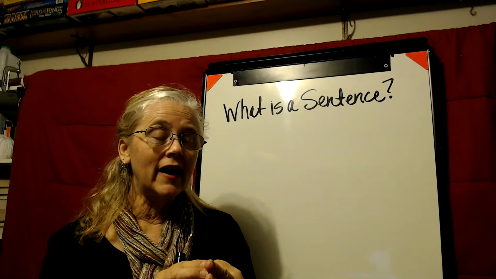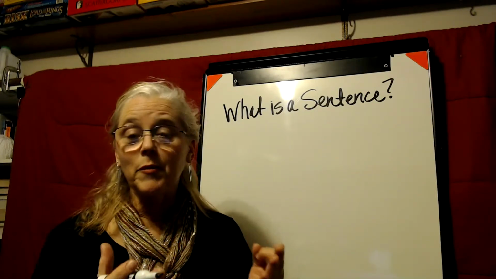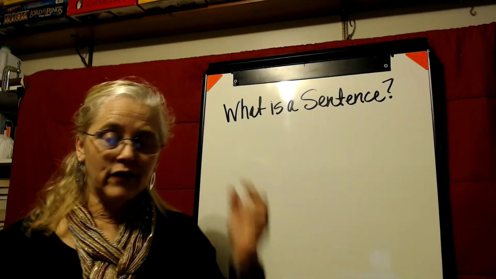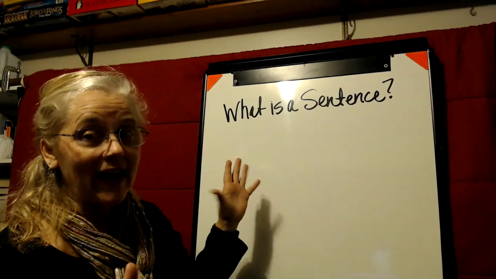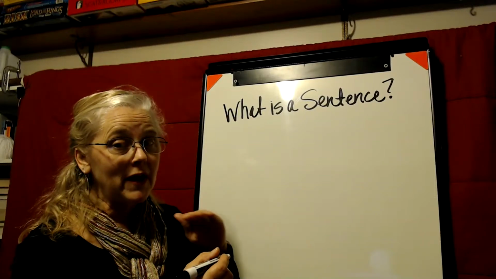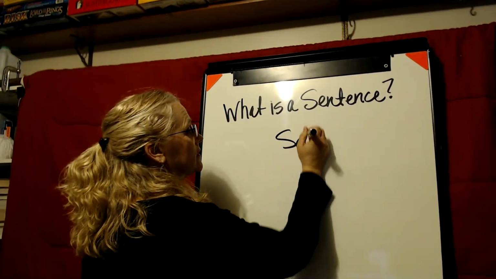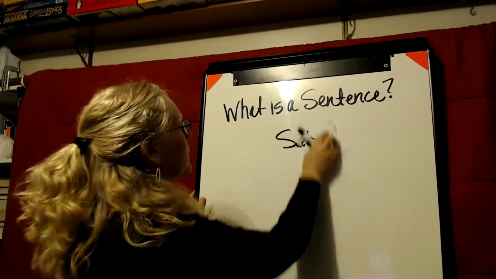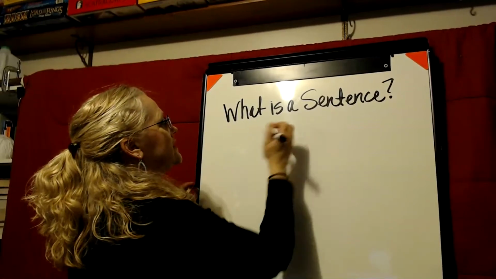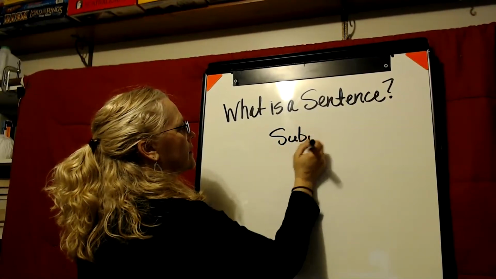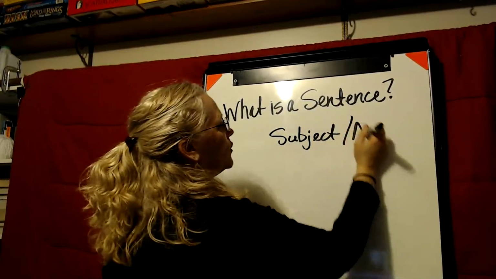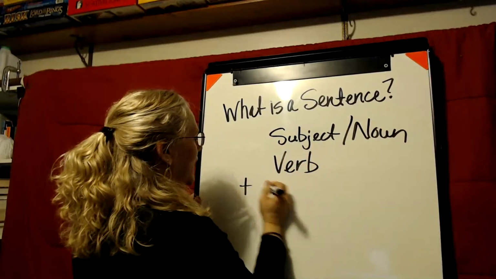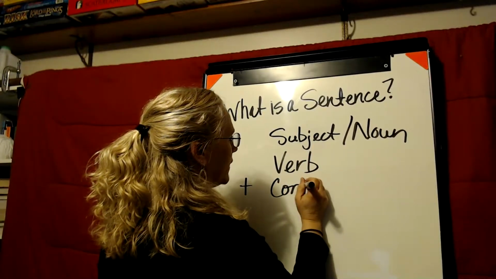And so when we can remind ourselves what are the basic elements of a sentence, it can help us avoid those errors. So the basic elements that you need, this is the bare minimum. You need a subject, and we also call that a noun. You need a verb, and it needs to be a complete thought.